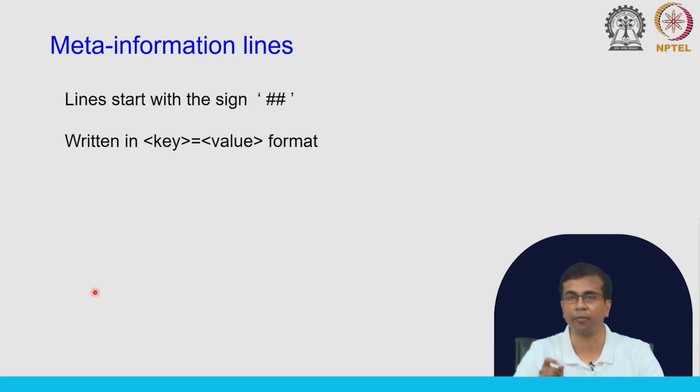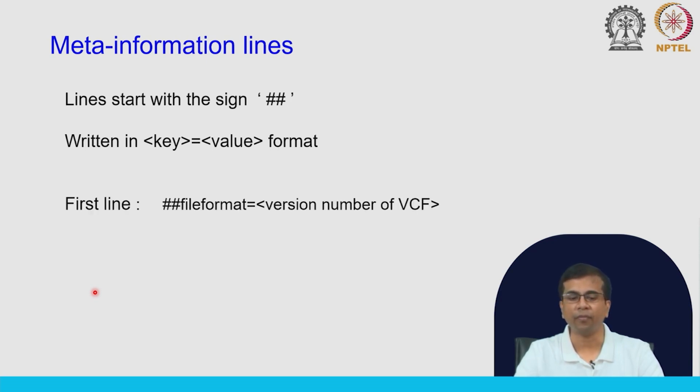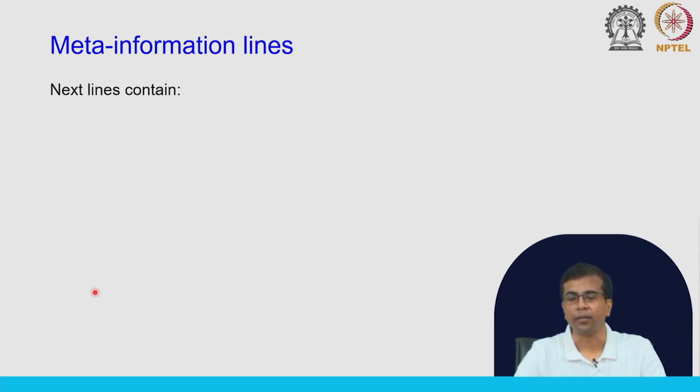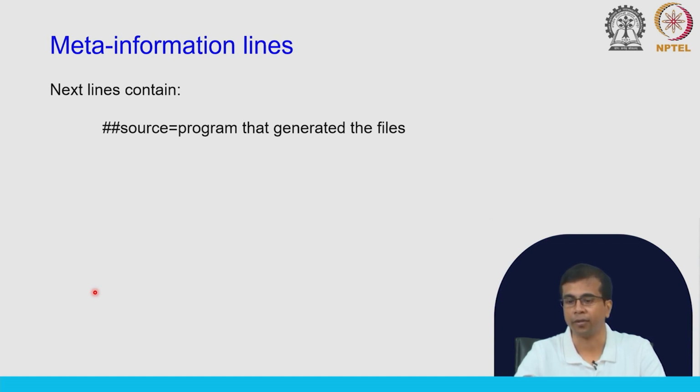It means the key will have some name and then the value will be a certain value. The first line usually is fileformat equals the version number of VCF, which version we are working with, because they are updated and there are minor modifications in the format. And the next lines, the first thing they will contain is source, the program that generated the file. Here in this case, it should have the name of the program that we actually used.